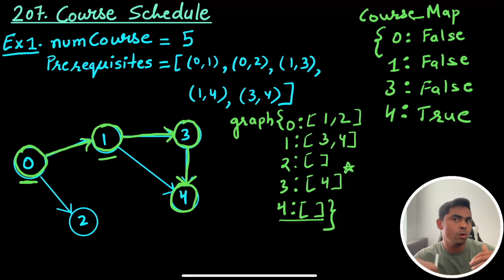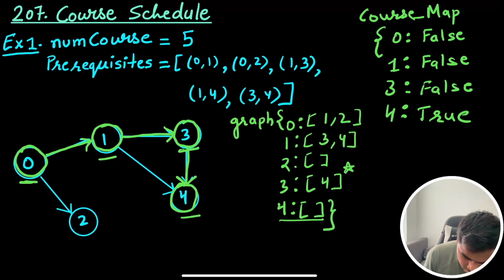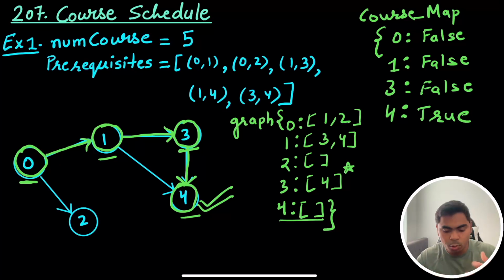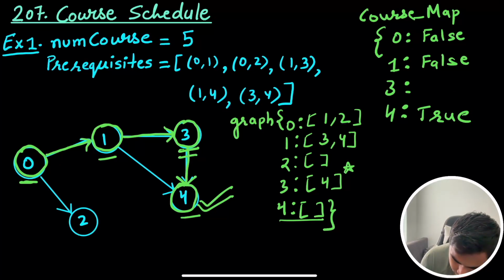This DFS was called from 3, right? It was called from 3. So that means 4 has been completed. So I'll just mark it done. Then I go back to 3. 3 doesn't have any more neighbors than just one neighbor, which was 4. 4 has been completed. We have completed that course. That means we can safely complete 3, and now we'll also change its value to true. That means this course has been completed. We have studied this course and we have completed it.